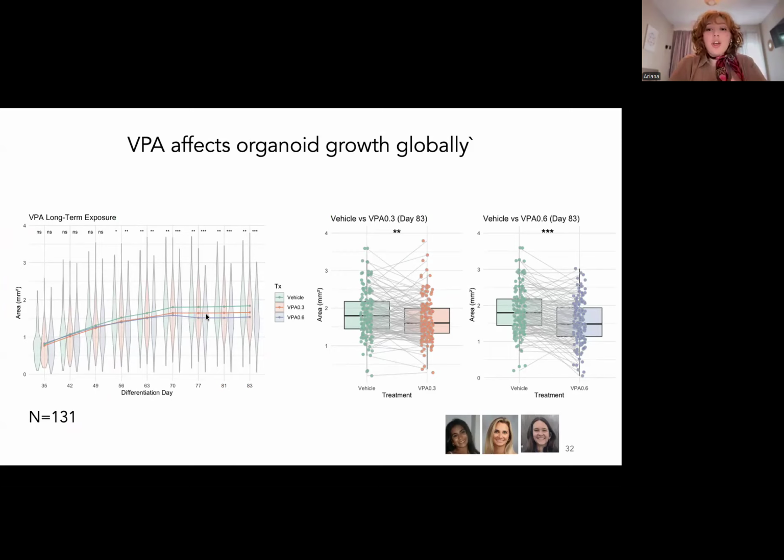And beyond transcriptomics, valproic acid also has a clear morphological effect. So here we have our organoids treated with either condition of valproic acid. And we see a dose-dependent response, where those organoids treated with valproic acid have a smaller cross-sectional area after long-term exposure.